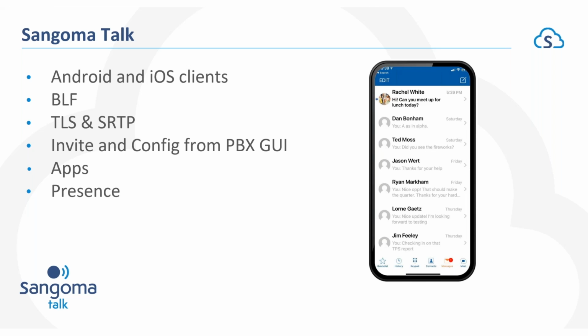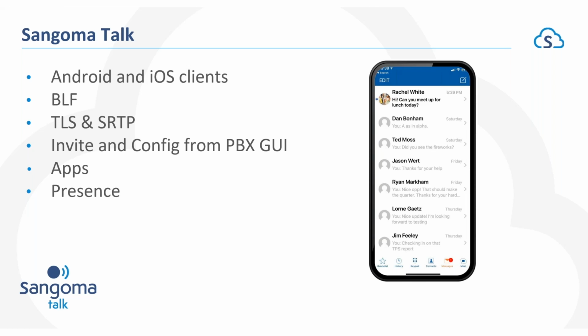The Sangoma Talk app is on Android and iOS. Same again, BLF functionality is there on your favorites, or on your contacts if you have your contacts open. But if you have a list of favorites, then you can immediately see if they're available, yes or no. Secured through TLS and SRTP.